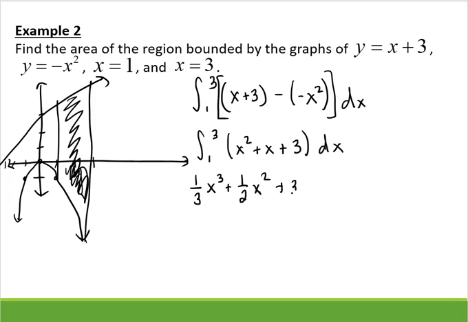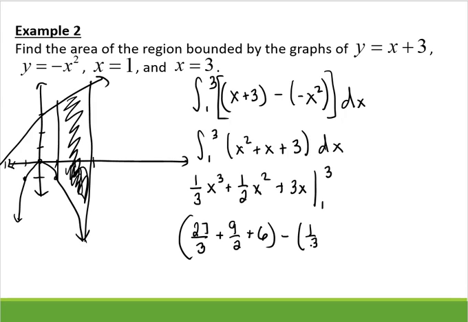I plug in 3, so I have 27 over 3 plus a 3 squared, a 9 over 2 plus a 6, minus a 1/3 plus a 1/2 plus a 3. So that all simplifies to, and you can do that math. You can work with fractions. I'm not going to do that in the video because that just makes for a longer video for you to watch. You should get 56 over 3.